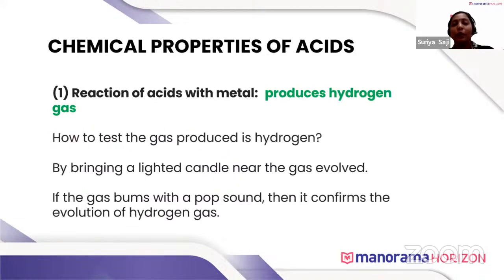Okay. So next is the chemical properties of acids. First, we saw the reaction of acid with metal. Here, we told it produces hydrogen gas. How will we test the hydrogen gas produced? If you bring a lighted candle near the gas evolved, it burns with a pop sound. Then we can confirm that the gas formed is hydrogen gas. So this is the way we confirm that hydrogen gas is produced. This was the first property that we discussed, reaction of acid with metals. So the reaction of acid with metals produces hydrogen gas.